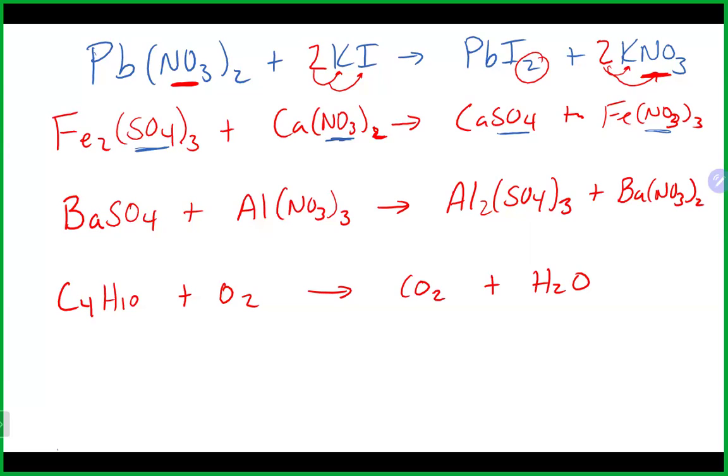I got 3 on one side and 1 on the other, rather than 2 and 3, which is going to require me to put a couple of numbers on both sides. So I'm going to start with the sulfate. Once again, I'm going to keep it together. I got 3 on the left-hand side, only 1 on the right, which means I do need to put a 3 here.